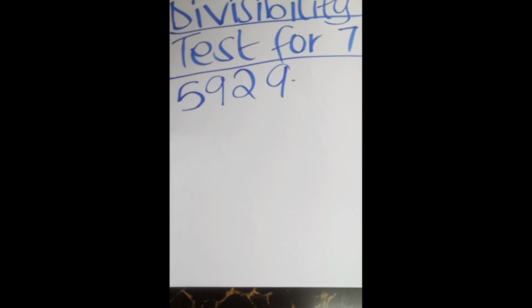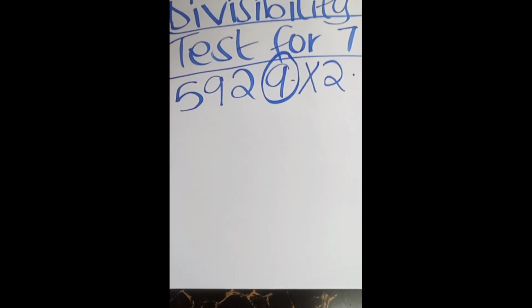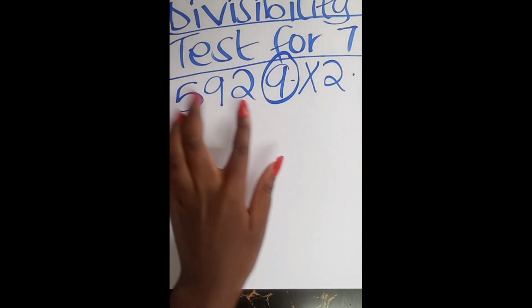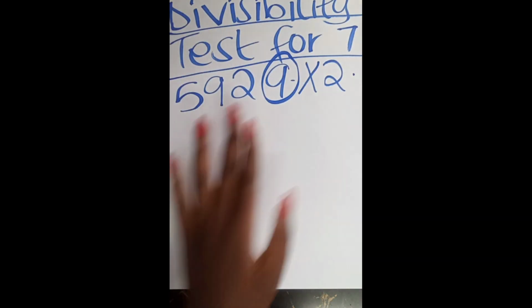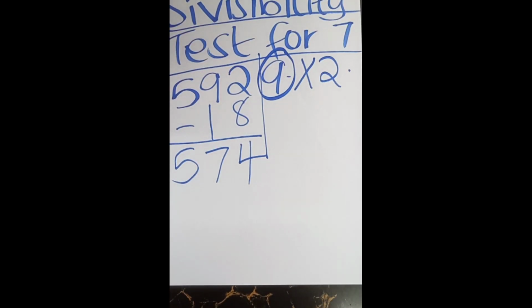So this is the first question that I want us to look at today. Is this number divisible by 7? The digit in the ones place of this number is 9, okay? So when you multiply the digit in the ones place, which is 9, by 2, you get 18, okay? Then we'll subtract the 18 from the digits that haven't been touched, which is this part here, okay? When you subtract that, you get 574.